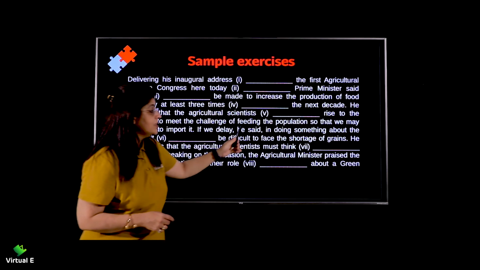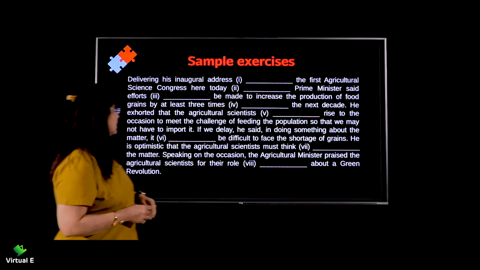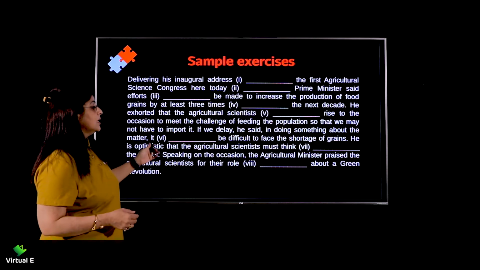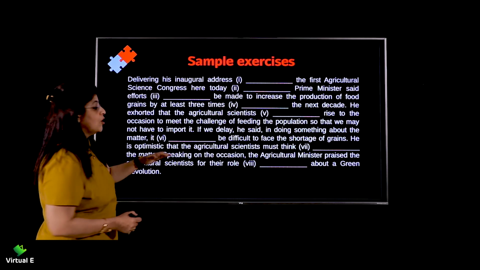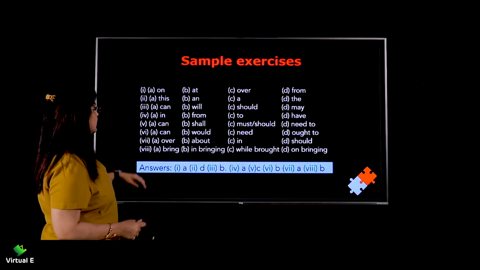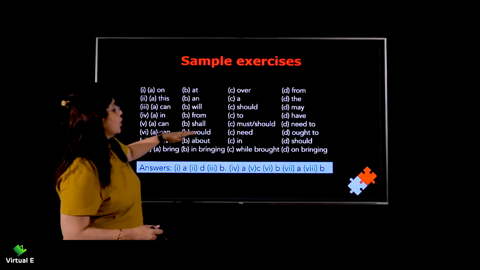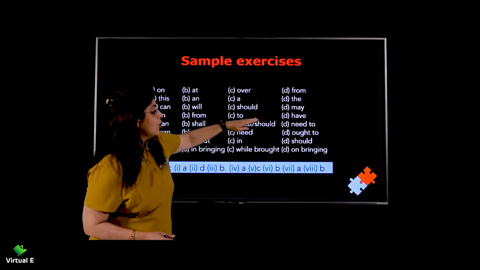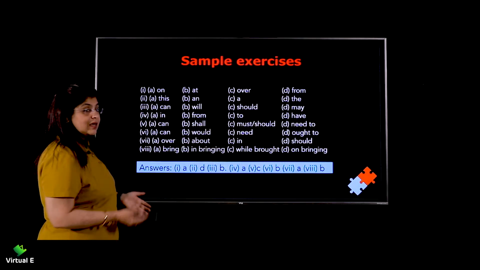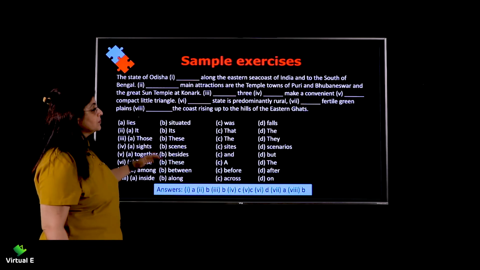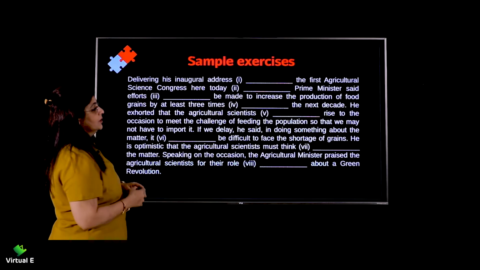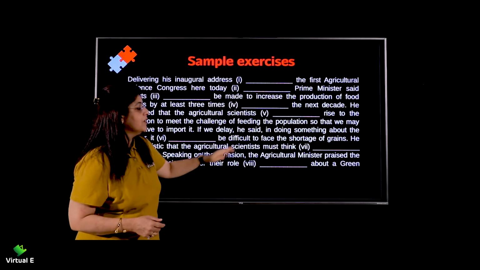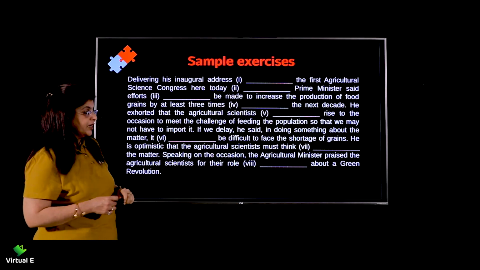If we delay, he said, in doing something about the matter, it dash be difficult to face the shortage of grains. So what are the options given to us? Can, would, need, ought to. So yes, it would be. All right, so it would be difficult to face the shortage of grains.